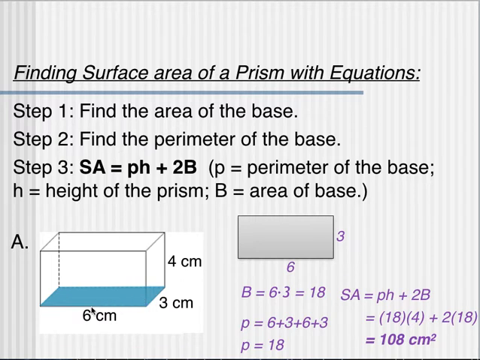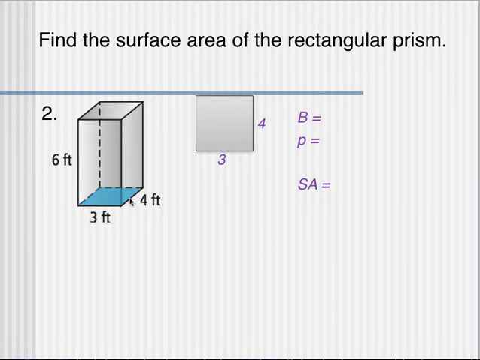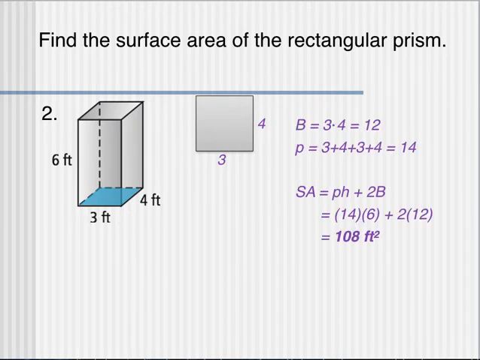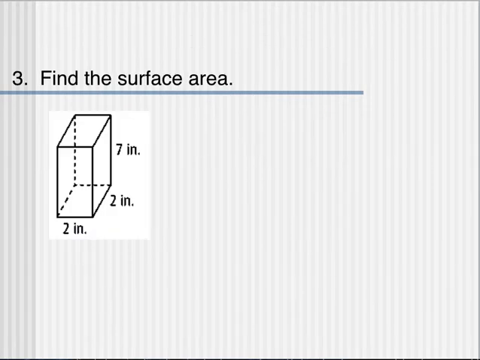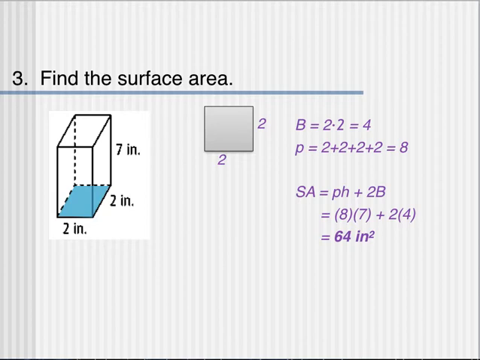You could use the 3 by 6 side as a base, or you could look at it sideways and use a 4 by 3 side as a base. You'll get the same answer. Pause here and try question 3 on your own. So first you highlighted the base, and then you drew it separately on the side. You calculated the base area and the perimeter, and you plugged that all in. You should get 64 square inches.